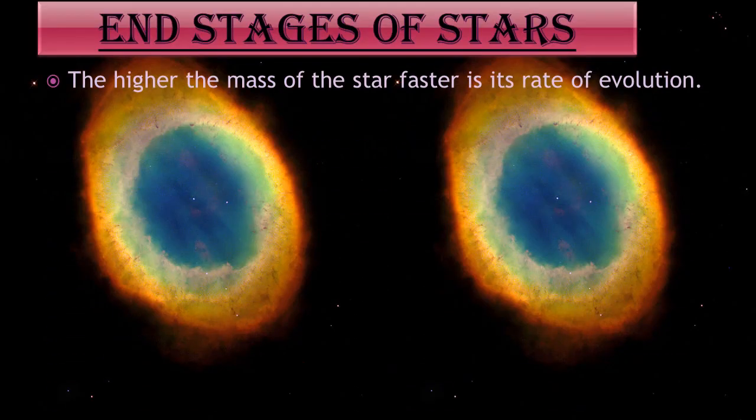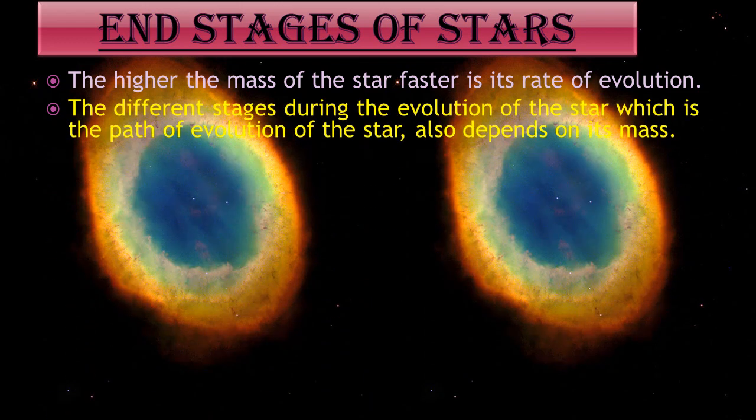So, the end stages of the stars. Students, the higher the mass of the star, the faster is its rate of evolution. That means if the mass of the star is higher, the rate of evolution will be higher. And the different stages during the evolution of the star, which is the path of evolution of the star, also depend on its mass or weight. So how does the evolution finally stop?